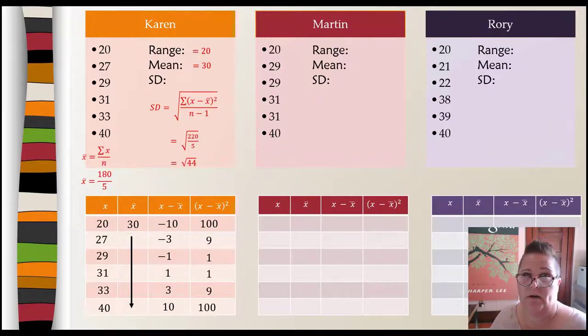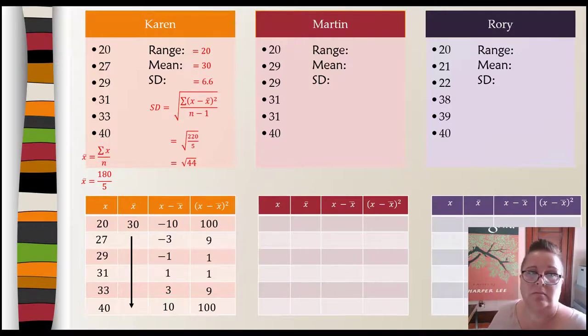Now, 44 is not a perfect square, so it's not going to work out real slick, but I can figure out that it should fall between 6 and 7, because I know 6 squared is 36 and 7 squared is 49, and 44 is between those two perfect squares. So it should be between 6 and 7, and when I type square root of 44 into my calculator, sure enough, I get 6.6. So this data has a standard deviation of 6.6. Our range is 20 and our mean is 20.